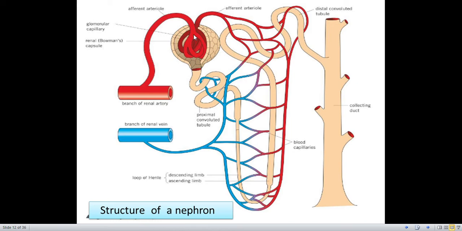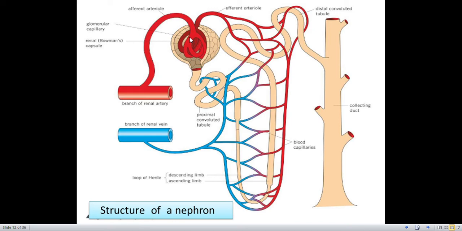Large molecules like plasma proteins and blood cells are not filtered into the glomerular filtrate. Keep that in mind. Glomerular filtrate is the same as blood plasma. The constituents of glomerular filtrate are water, glucose, amino acids, vitamins, medicine, various ions, hormones and urea. So you can see here there are necessary things as well as unnecessary things in the glomerular filtrate.